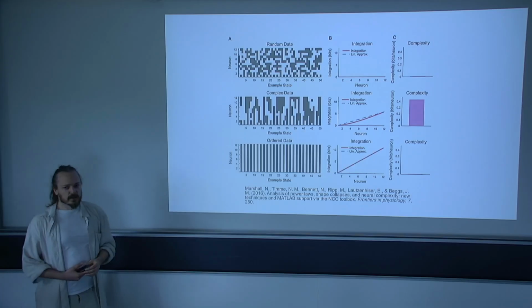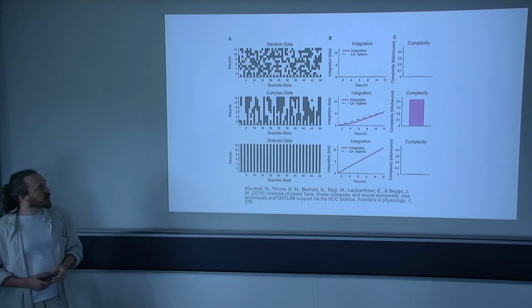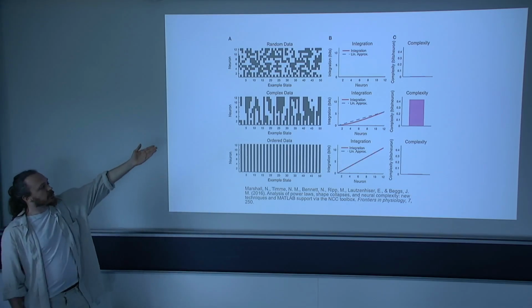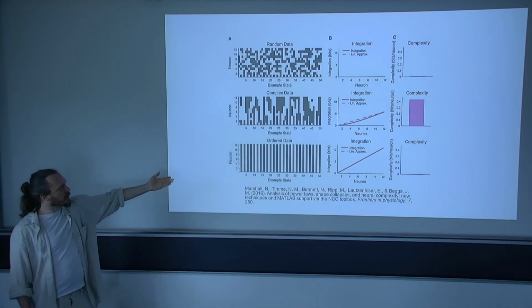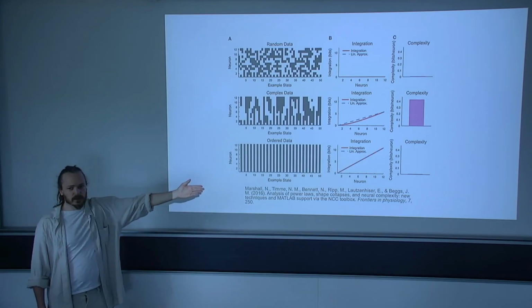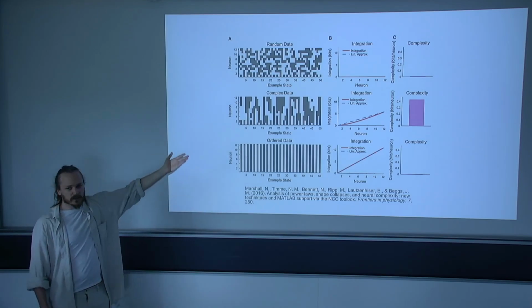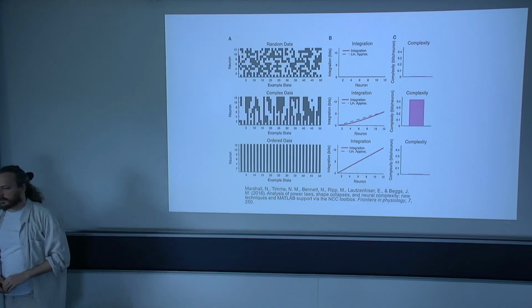Now, quite nicely, this kind of works depending on the system you're looking at. So if you have random data, you have very little integration. You also have very little complexity. If you have ordered data, you have high integration, low complexity. But if you have this more complex kind of data, you actually get higher complexity.